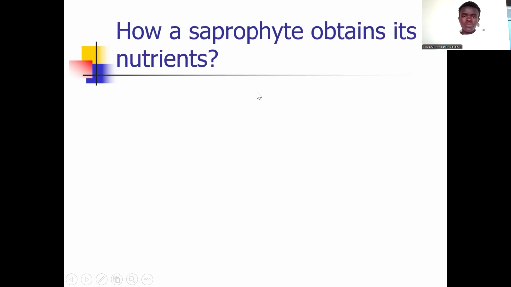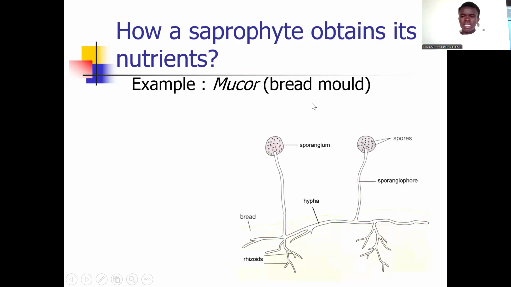Now, how does a saprophyte obtain its nutrients? We give the example of bread mold here. Remember in your exams, mostly you'll find them drawing this diagram, and then they ask you to name the parts. I've labeled them here for you. As you can see, we have these ones here, these are the spores. The spores are a part of bread mold or just a mold.